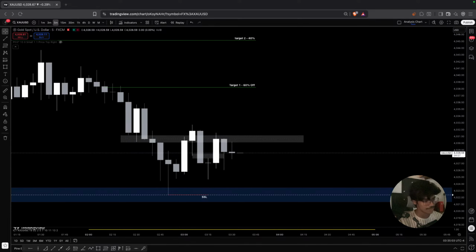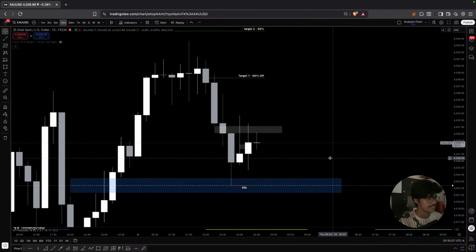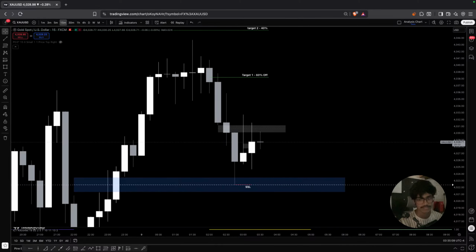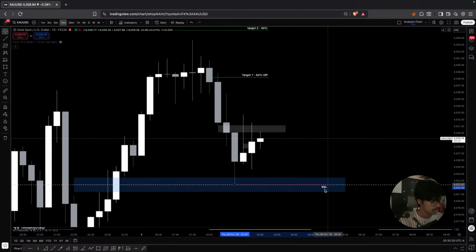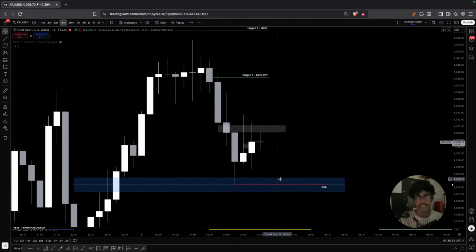Wait for the setup to unfold, bro. 15-minute time frame, we have to wait. If the 15-minute candle closes above this point, then that is the moment we take a trade for a buy. If the sell side liquidity, which is where this thing is, gets taken, then that is the moment we take a buy trade.